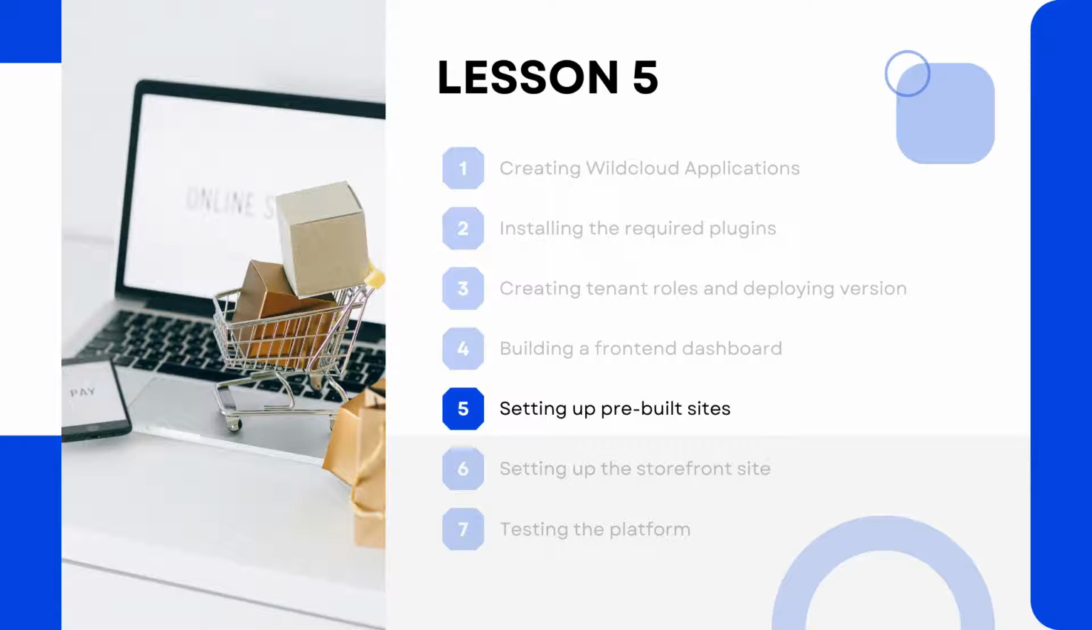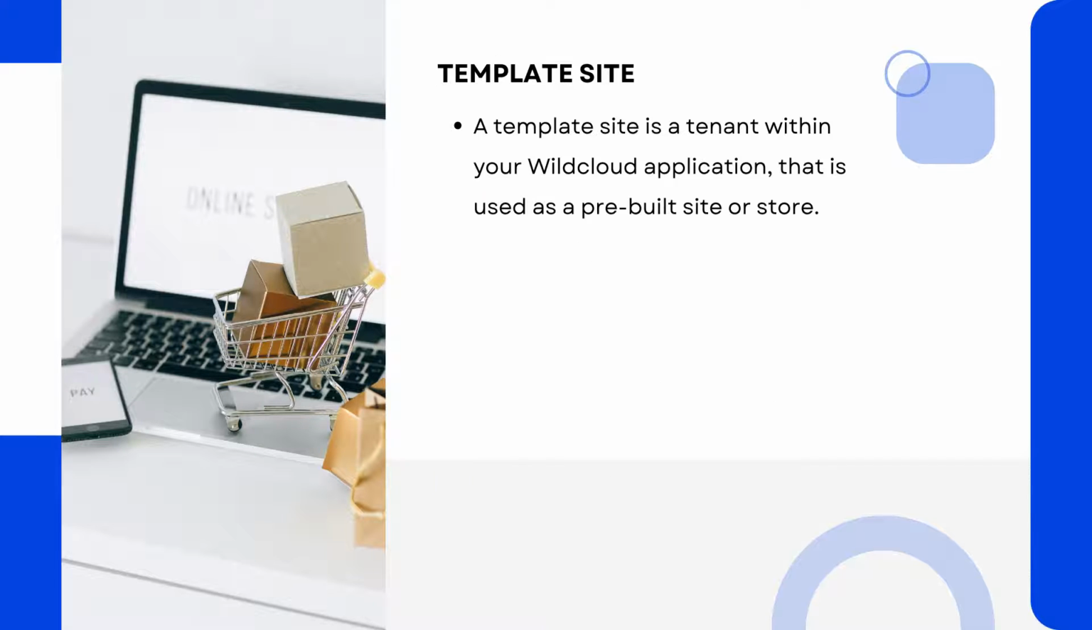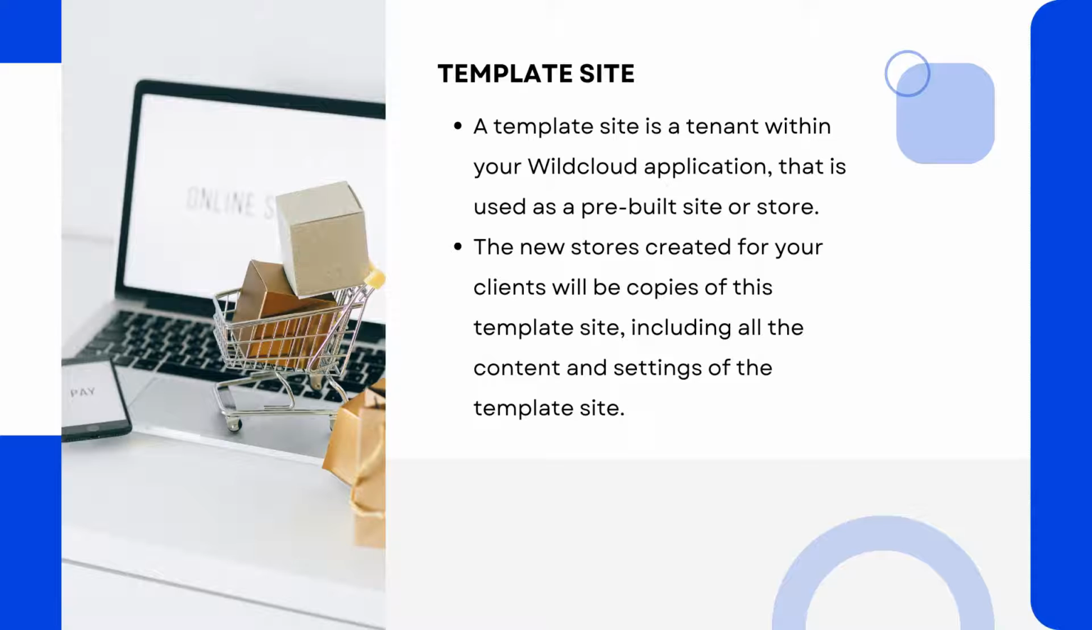In this lesson, we will show you how to create a site template that will be automatically cloned to new sites when your clients purchase a subscription plan and create a new site on your platform. A template site is a tenant within your Wildcloud application that is used as a pre-built site or store. The new stores created for your clients will be copies of this template site, including all the content and settings of the template site. On Wildcloud, this is achieved through tenant snapshots.